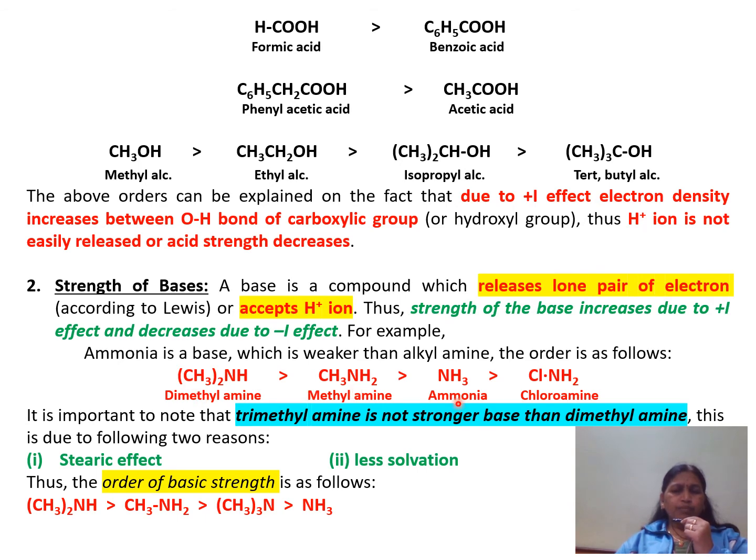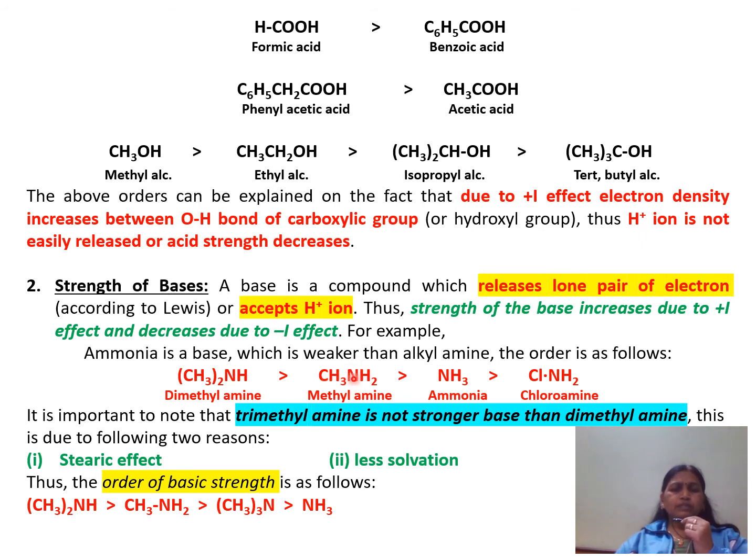Dimethylamine, methylamine, ammonia and chloramine. In dimethylamine, there are two methyl groups. These two methyl groups will push electrons towards nitrogen. The electron density of nitrogen increases. Now it can easily give lone pairs of electrons. So it is basic. Here in methylamine there is only one methyl group which will push electrons towards nitrogen.